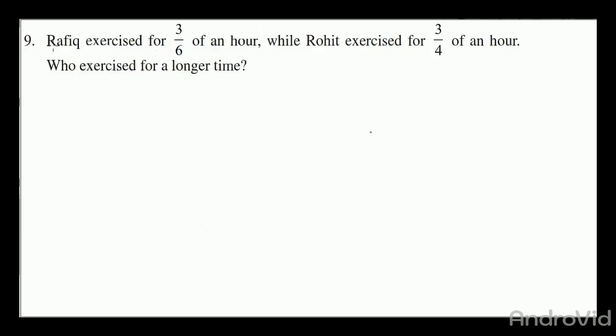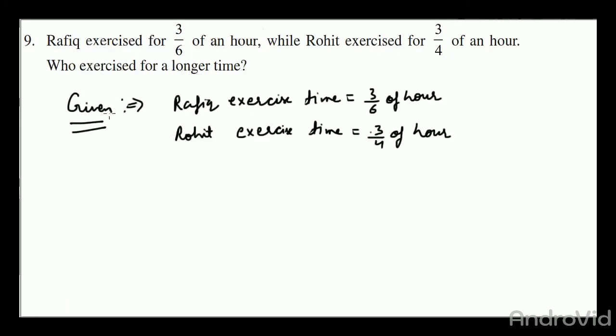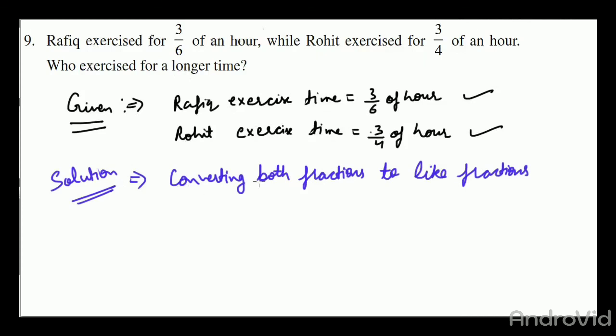Rafiq exercised for 3/6 of an hour, while Rohit exercised for 3/4 of an hour. Who exercised for a longer time? So first of all, let's write the given part. 3/6 for Rafiq and 3/4 for Rohit. Now let's make them like fractions. Converting both fractions to like fractions, what do we get?